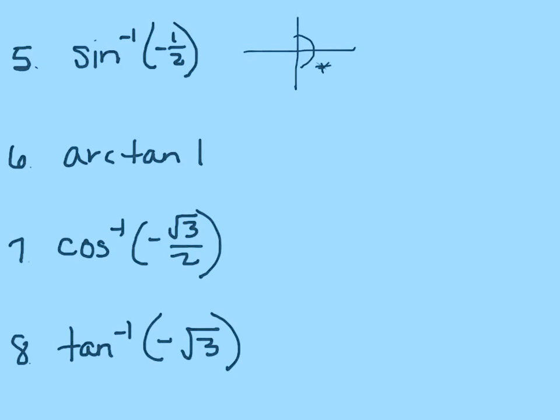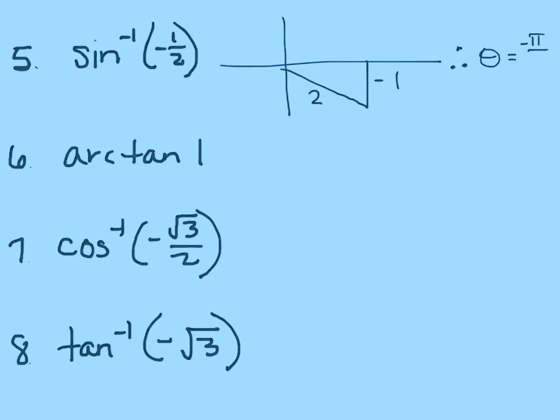Again, with number 5, we're looking for an angle that produces a ratio of negative 1/2, and it would have to be fourth quadrant. And the angle that produces that would be 30 degrees, or pi over 6, and it would be negative pi over 6 because it's in the fourth quadrant.